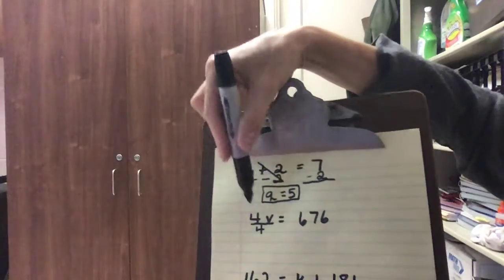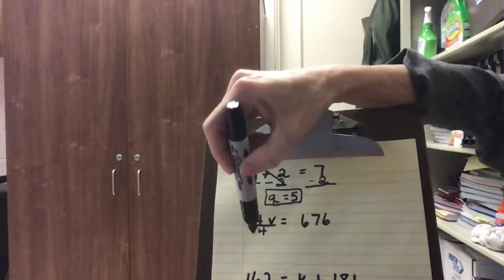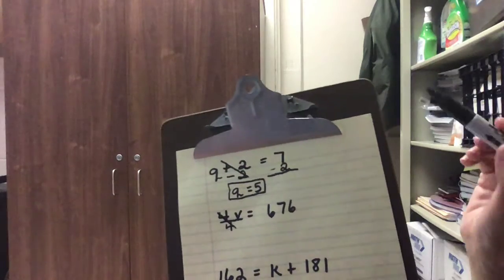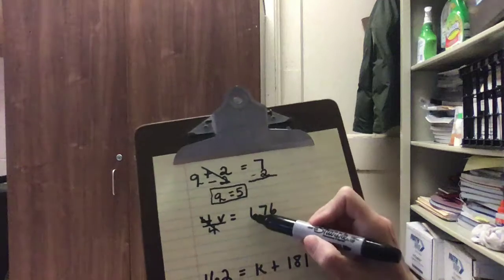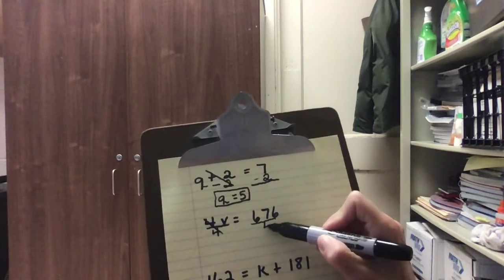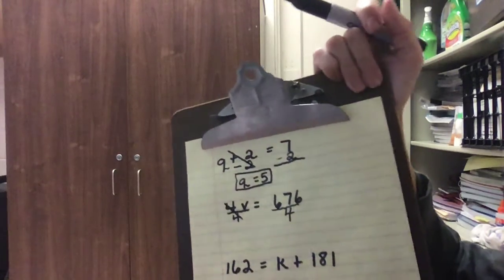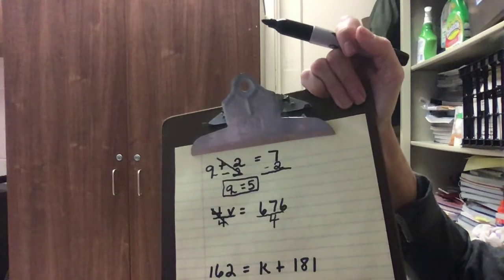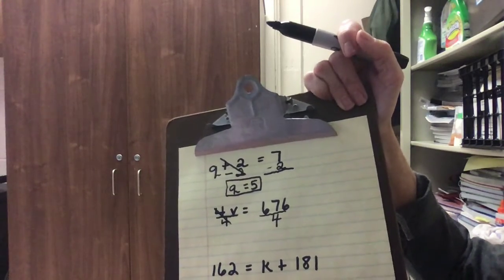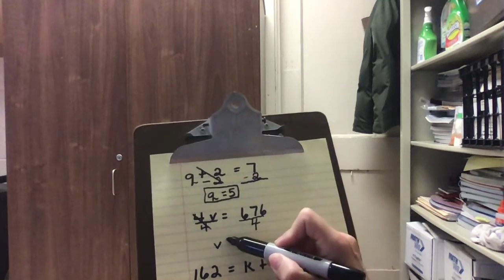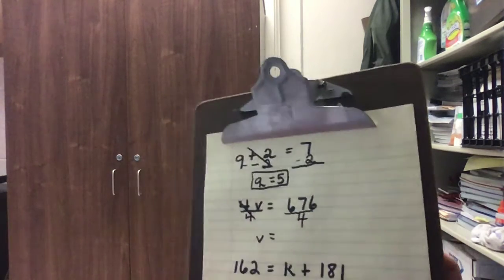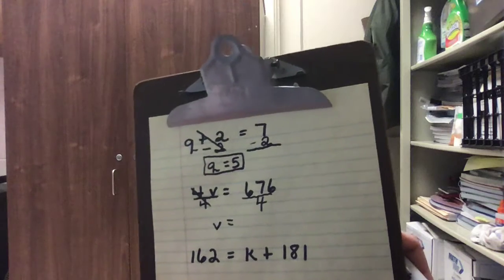Why 4? Because 4 is there. You have to use the same number in order to cross it out, okay? And what you do to one side of the equal sign, you do to the other. So you bring that divide by 4 over there. And you solve that equation. You have your variable alone, you bring it down. It's a v, you bring down your equal sign, and then you solve.